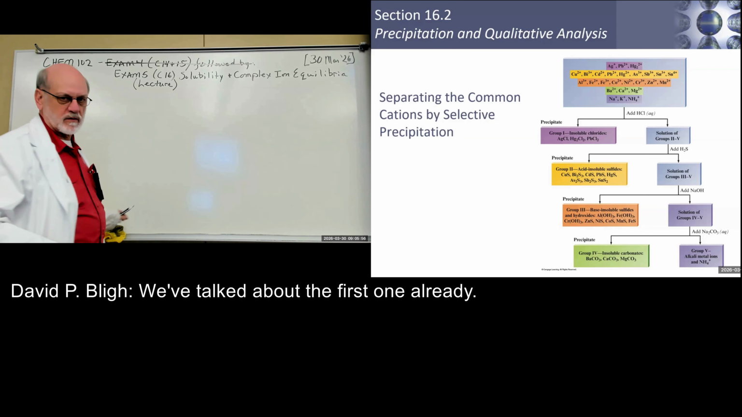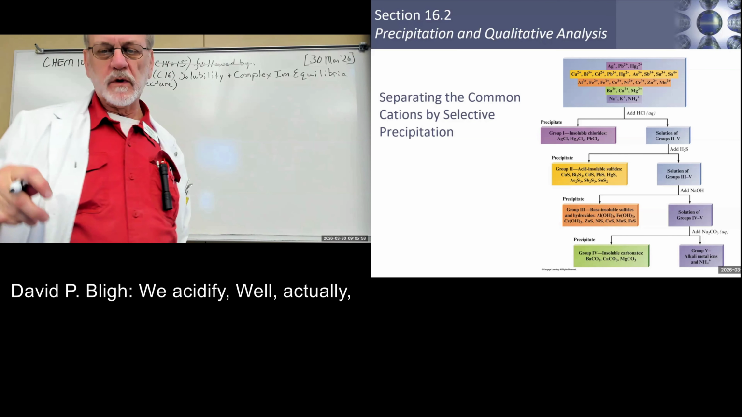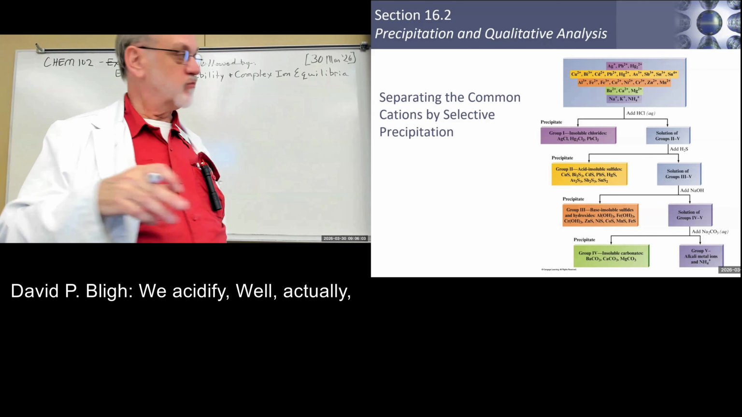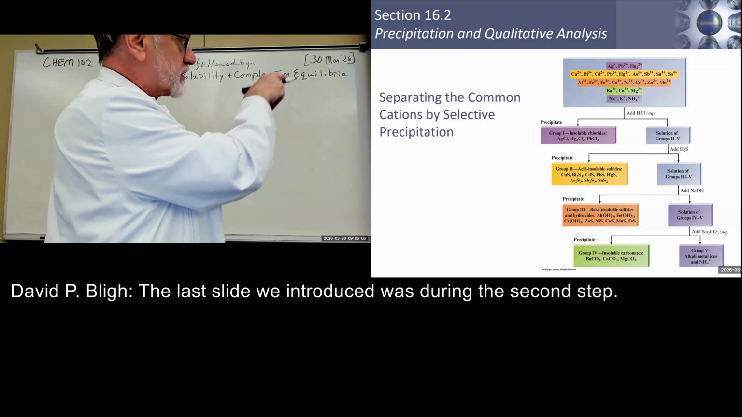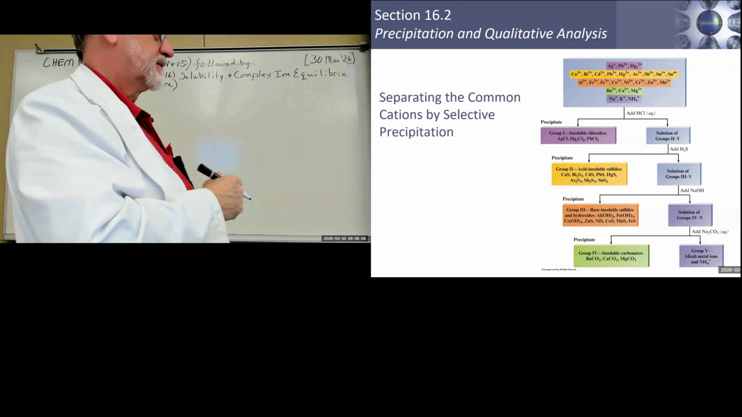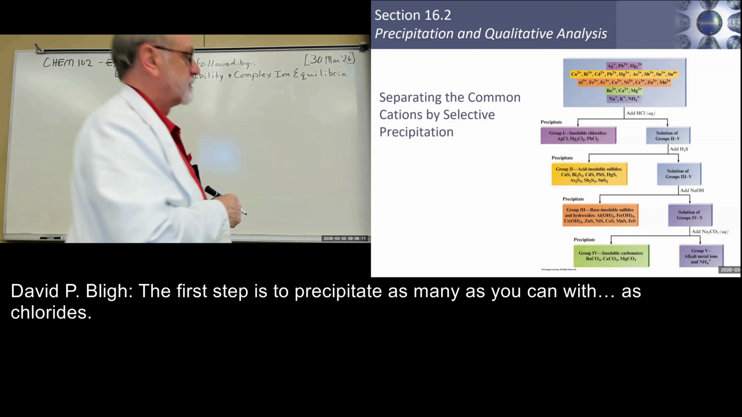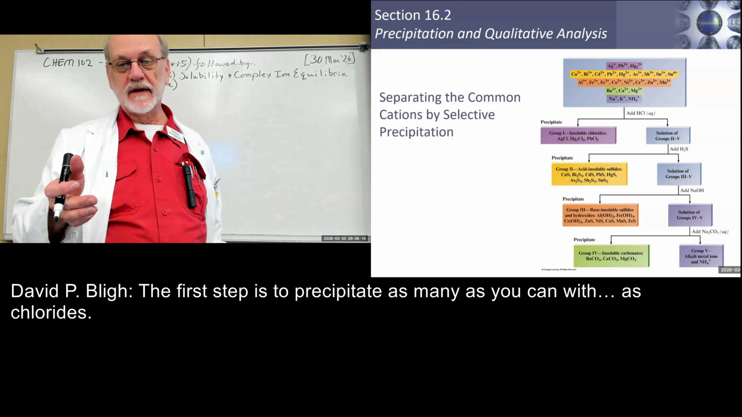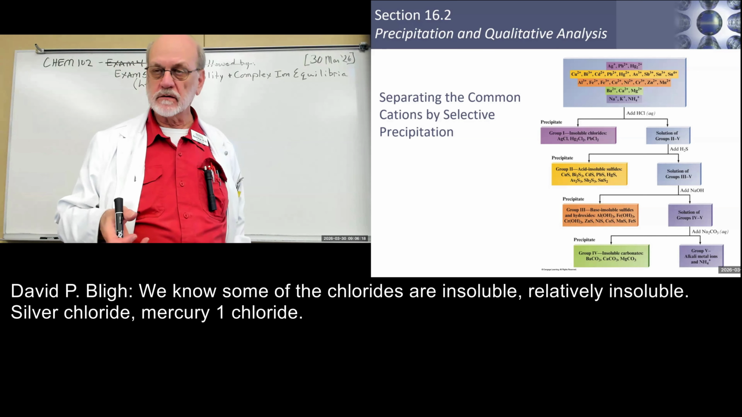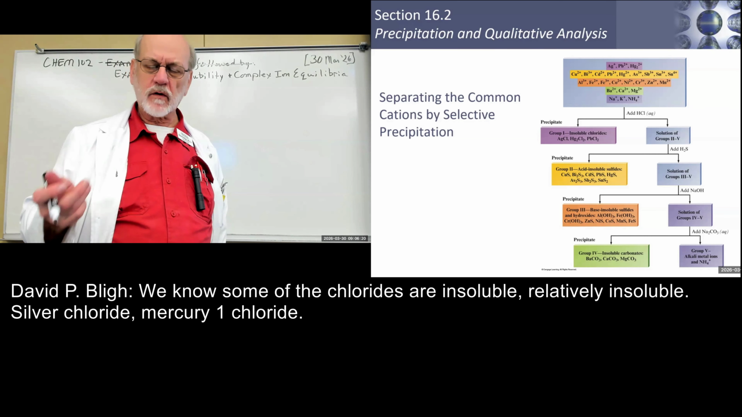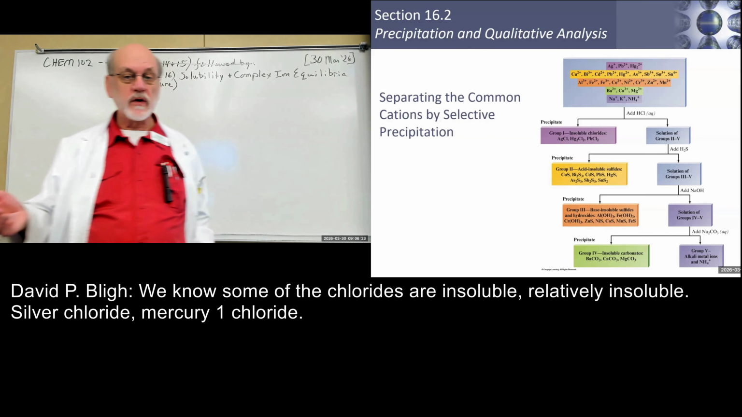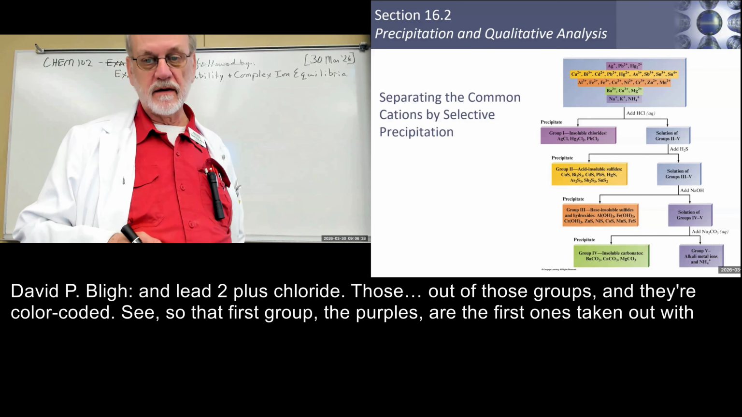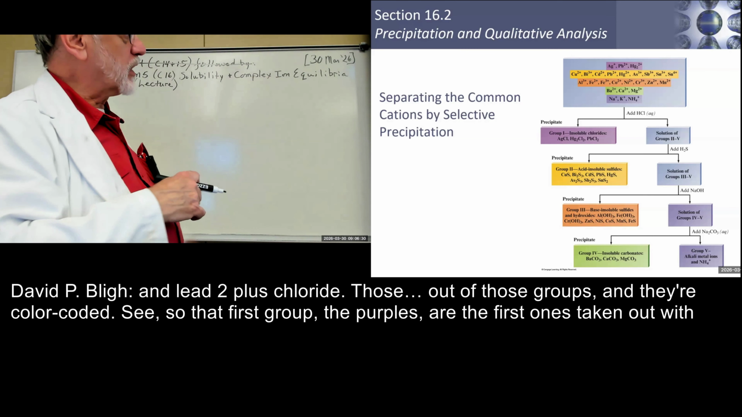We've talked about the first one already. We acidify. Well, actually, the last slide we introduced was during the second step, where we add hydrogen sulfide. The first step is to precipitate as many as you can as chlorides. We know some of the chlorides are insoluble, relatively insoluble: silver chloride, mercury(I) chloride, and lead(II) chloride. Those are out of those groups, and they're color coded.